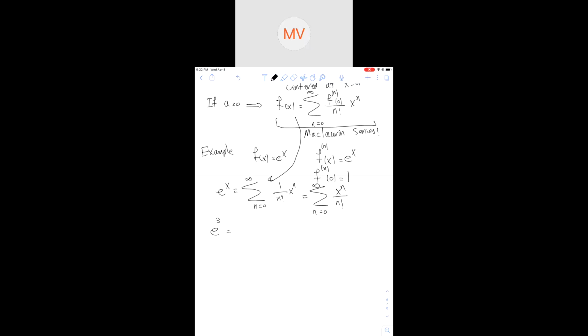So, e to the 3, when you punch it in the calculator, that's what it does. It starts with 1 plus x squared over 2 factorial plus x cubed over 3 factorial, and so on. So it does 1 plus 3 squared over 2 factorial plus 3 to the third over 3 factorial, 3 to the fourth over 4 factorial, and so on. You calculate this, and that's a very good approximation of e to the third.